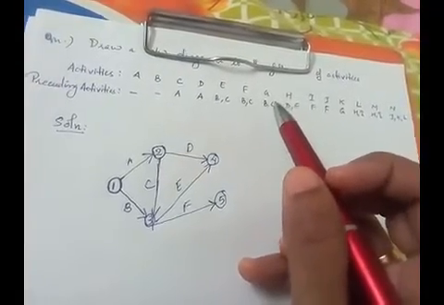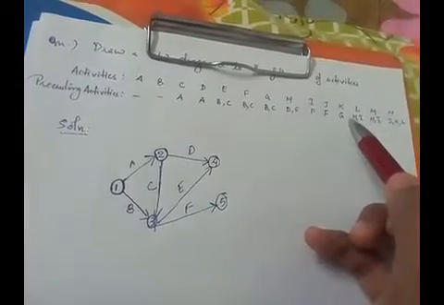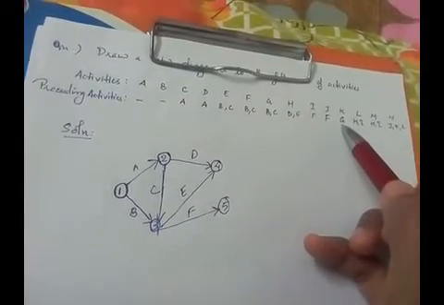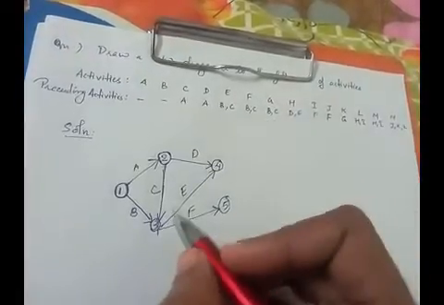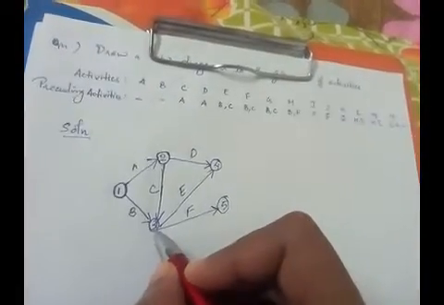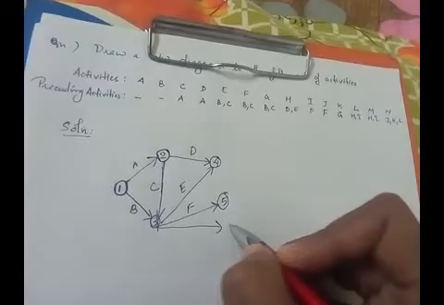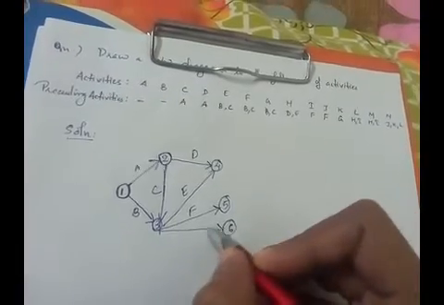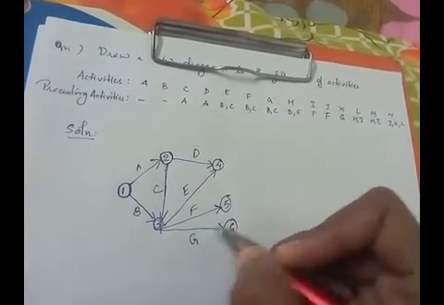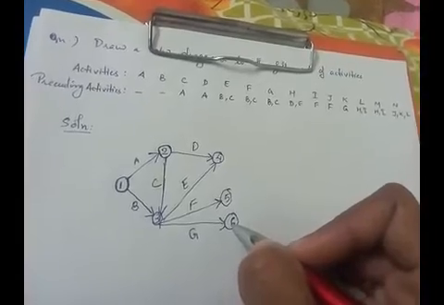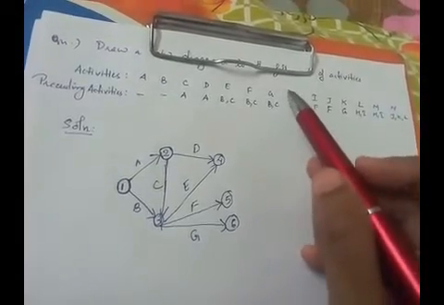Now in the case of G, G also is not combined with any other activities which we have already drawn. So G can also start from 3, but it should end at some other event. The next number is 6. So G will end at 6.